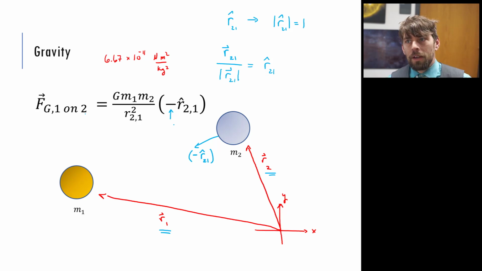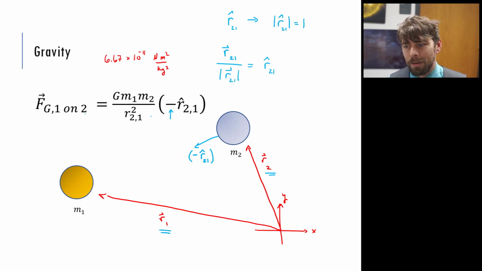Of course, if I said, what's the gravitational force of object 2 on object 1? And we go through and do the same rigmarole, we'll find that the unit vector is pulling object 1 towards object 2. So that's the purpose of that negative sign. Very important.